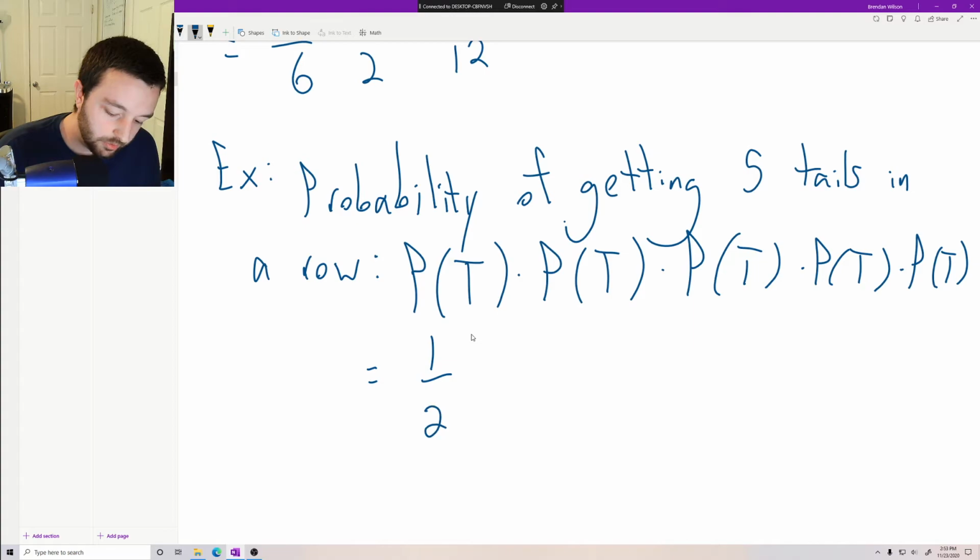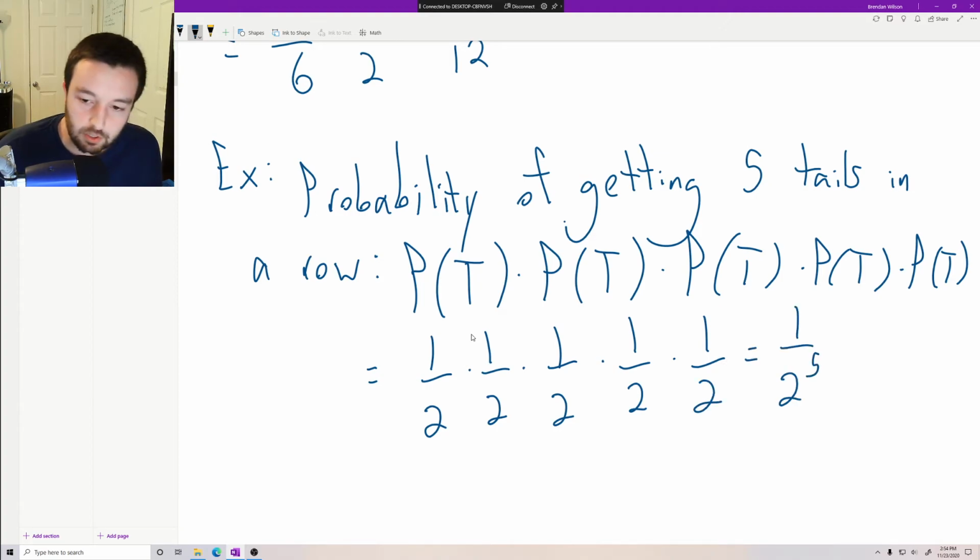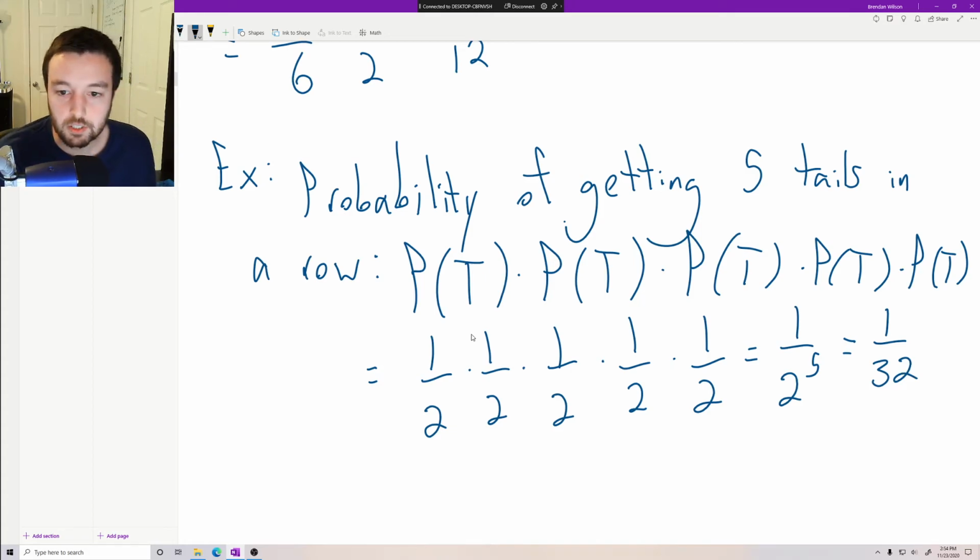So we get 1/2 5 times, which sometimes you'd write as 1/2 to the 5th because there's 5 copies of 2, so you use the exponent there. But that number is not too big, so we can just do that, and it's 1/32.